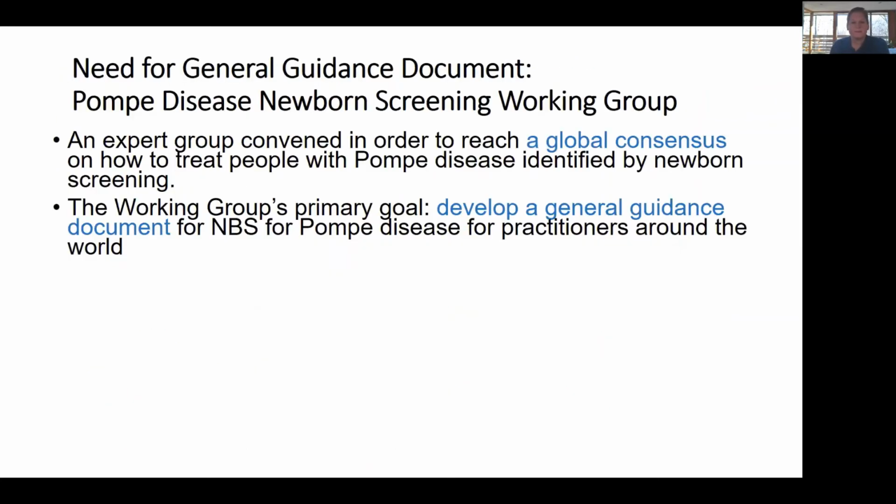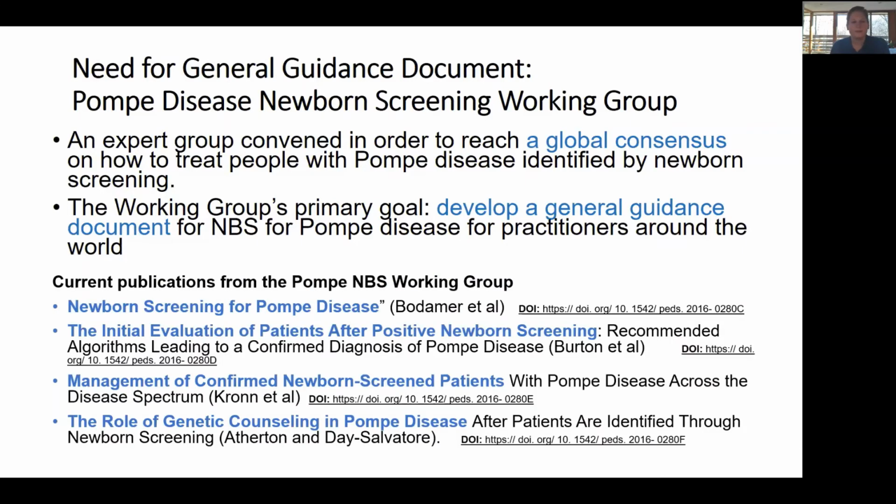I'm not going to go specifically into the guidelines, but there are a number of guidelines that have been published for general guidance for Pompe disease, both on the diagnosis and treatment side by the ACMG, and then also via the newborn screening working group for newborn screening, diagnosis and treatment. And those are listed here if anyone wants to take a look at those on their own.